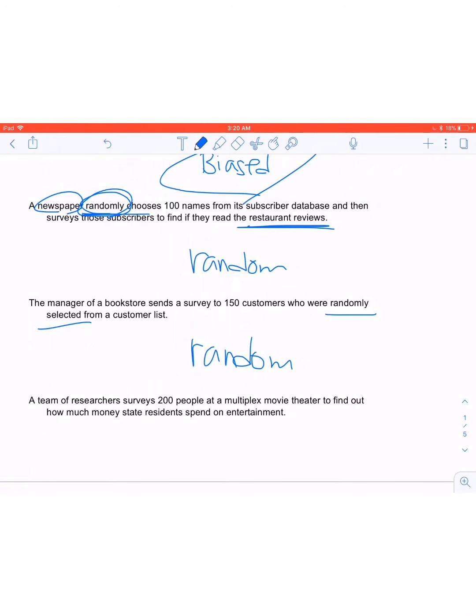Lastly, a team of researchers surveys 200 people at a multiplex movie theater to find out how much money state residents spend on entertainment. So how much money is being spent on entertainment? They went to the movie theater to ask that. So think about it. If you are already at a movie theater, wouldn't you be more likely to be willing to spend money on entertainment than those who don't go to the movie theater? Okay, so this is a biased sample as well.